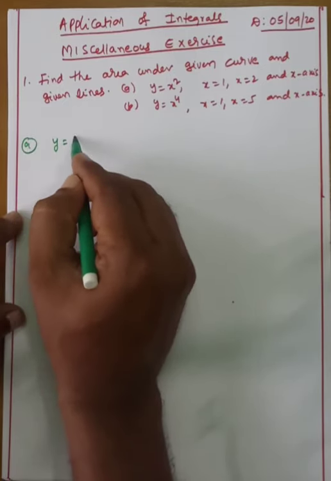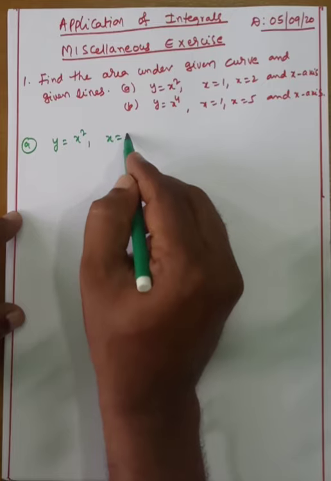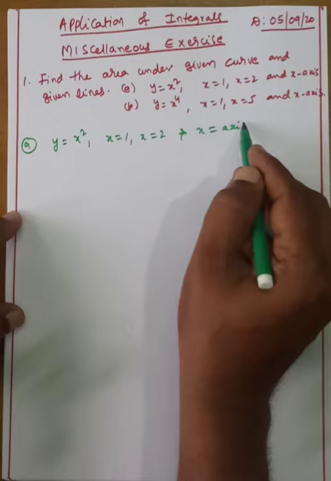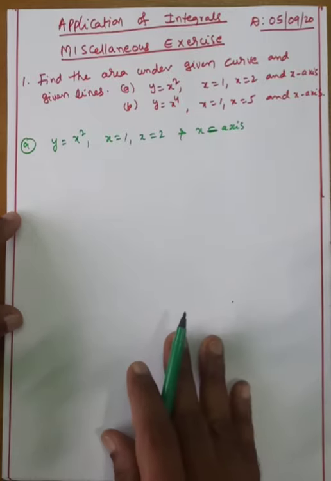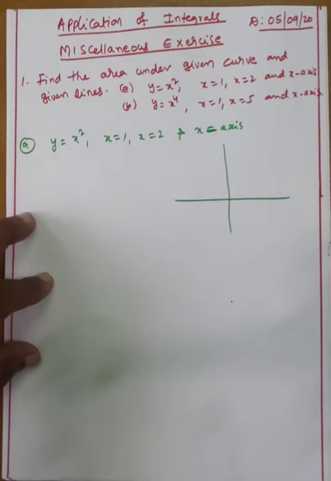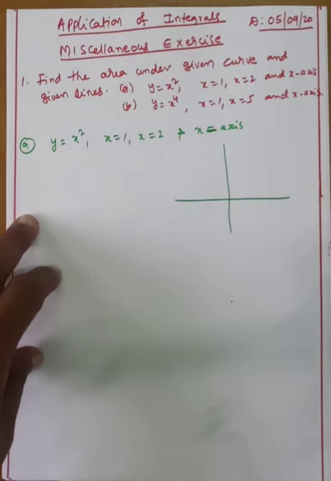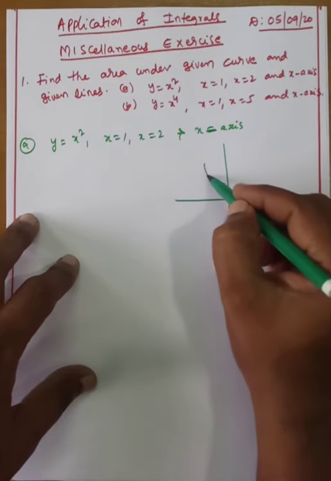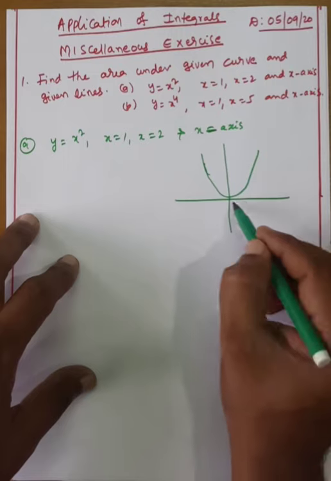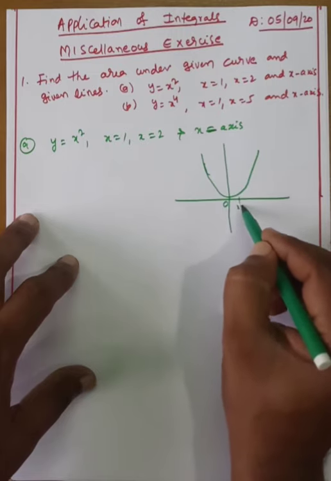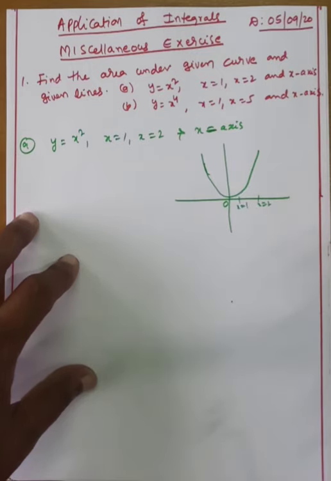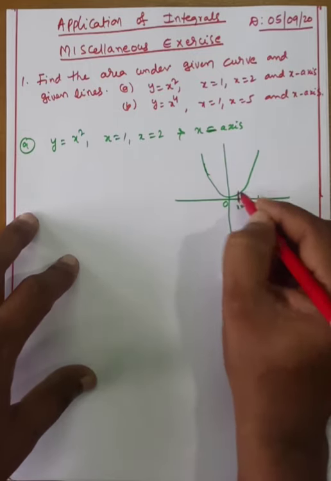What is given in A? y is equal to x square is given, the ordinates x is equal to 1 and x is equal to 2 are given, and the x-axis is given. We cannot find the points of intersection directly, so we will go to the diagram. Here, 100% y is equal to x square. X power even means it is symmetric on the y axis. Now here x is equal to 1. Suppose this is 0, here x is equal to 1. You draw the line, no problem.